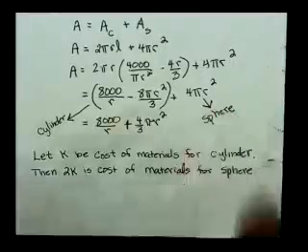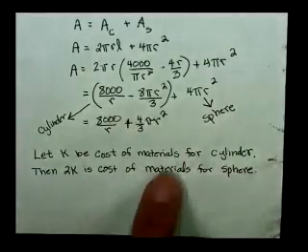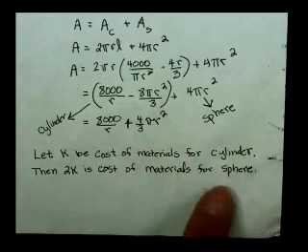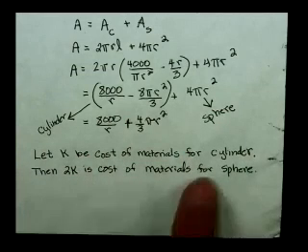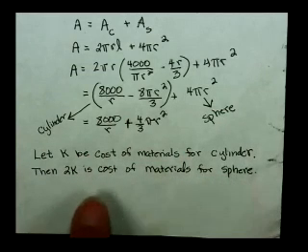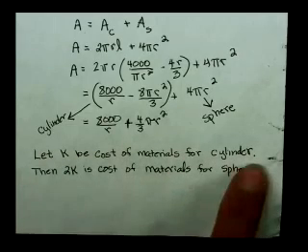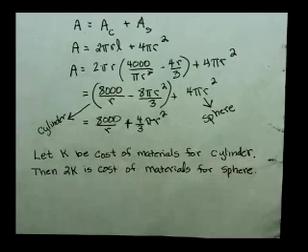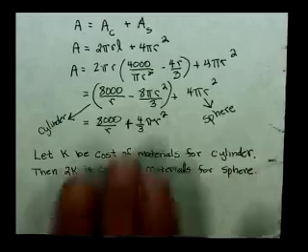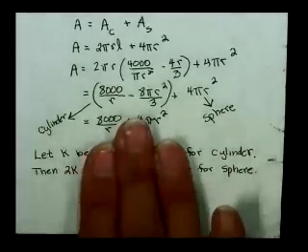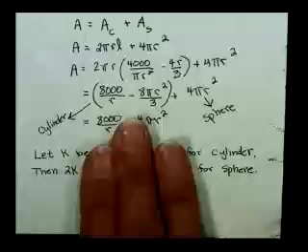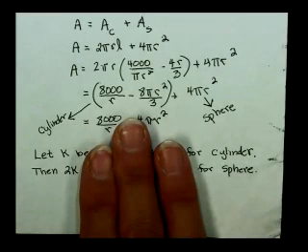What we do know is that the cost of the materials for the cylinder, well, let me say it the other way. The cost of the materials for the sphere is twice as much as the cost of materials for the cylinder. Notice it wouldn't have been adequate here just to write let K be cylinder and let 2K be sphere. That's not adequate because I don't know what about the cylinder and the sphere you're talking about. You have to be more precise than that.